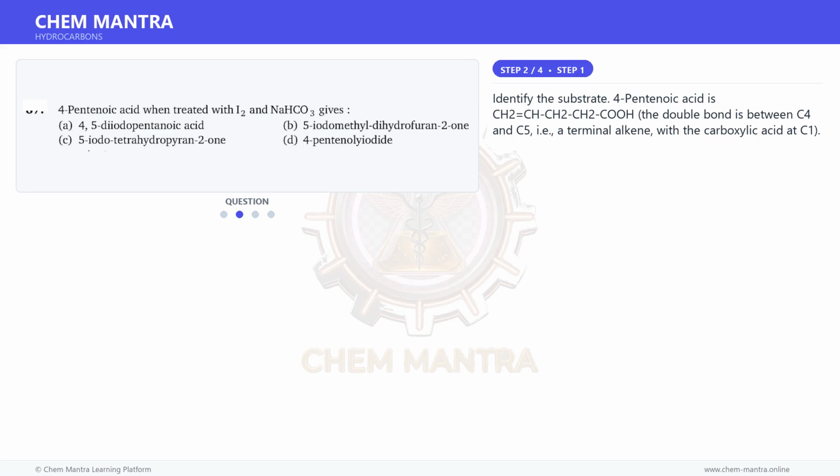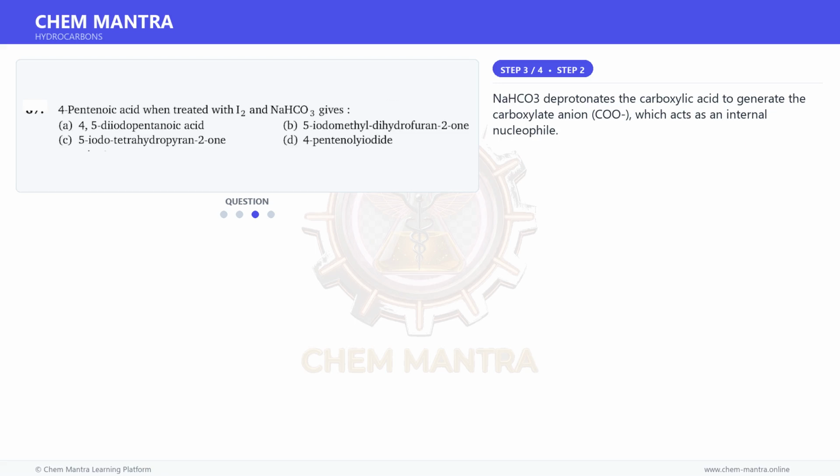Moving on to the next step. Identify the substrate. 4-pentenoic acid is CH2=CH-CH2-CH2-COOH. The double bond is between C4 and C5, a terminal alkene, with the carboxylic acid at C1. Moving on to the next step. NaHCO3 deprotonates the carboxylic acid to generate the carboxylate anion, COO-, which acts as an internal nucleophile.